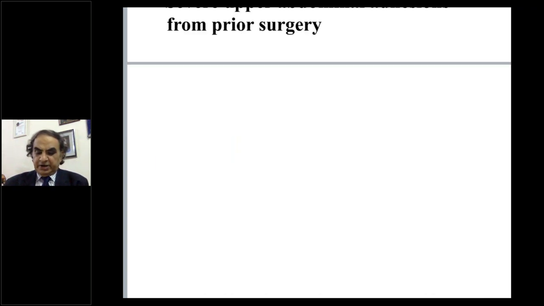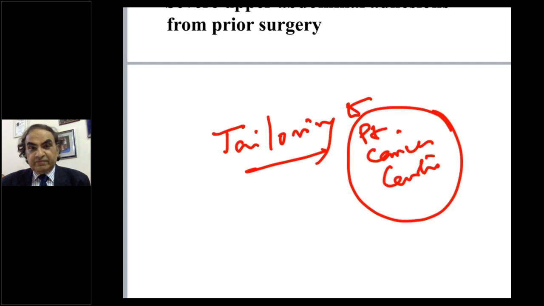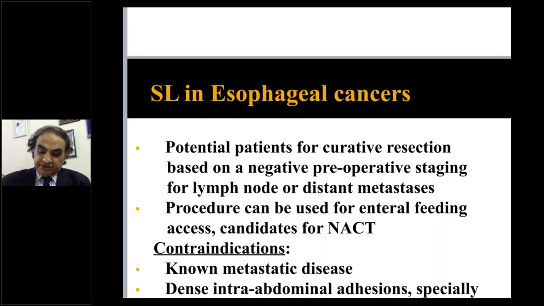And finally, we are going to take an important statement in all of them: tailoring it to patient, cancer, center. Some centers don't have the facility of very high resolution imaging. In that case, we should not be fussy.